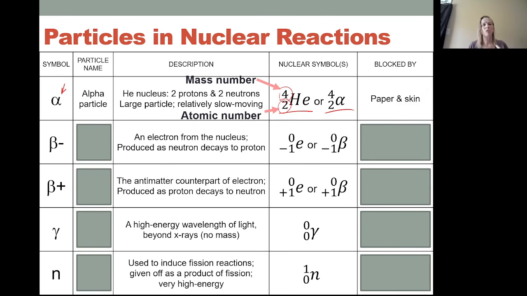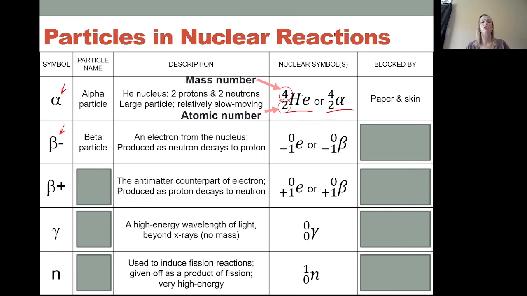The next kind of particle we're going to look at is the Greek letter beta, so we call these beta particles. And this is an electron that comes from the nucleus. That may seem weird to you because there are no electrons in the nucleus. However, an electron can be produced as a neutron decays into a proton. So if a neutron converts to a proton, an electron is produced in that process, and it's a high energy electron, so it's ejected from the nucleus. It doesn't just stay in the electron cloud around that atom.